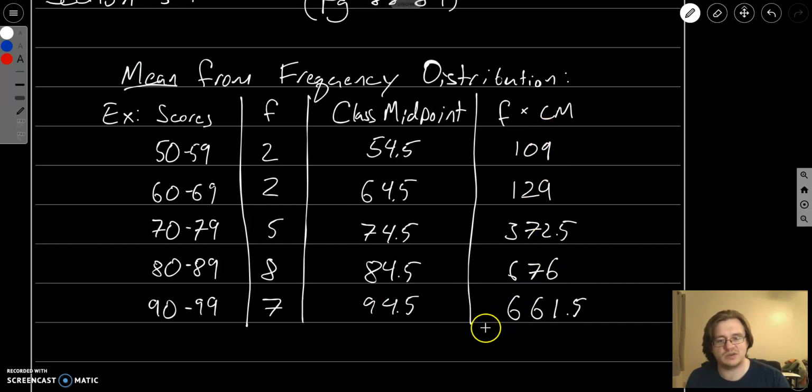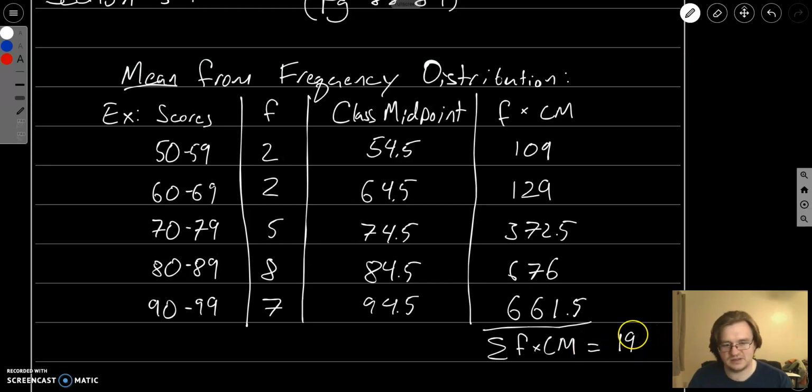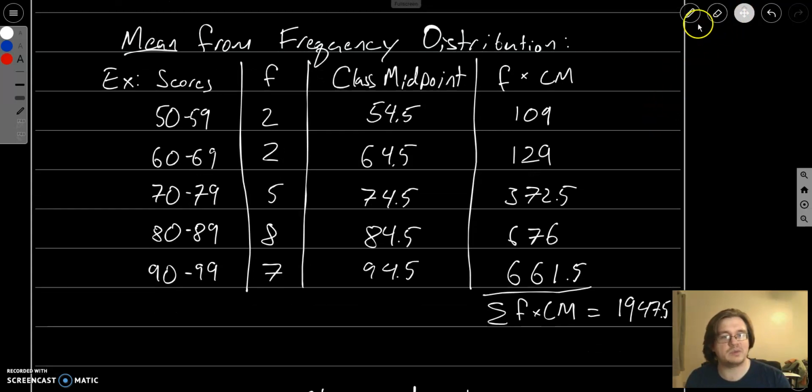And again, the goal was to add up each of these numbers this many times. So what I want to do is find the sum here. So the sum of all of the frequencies times their class midpoint is going to be 1,947.5. And then I need to divide by the number of numbers.